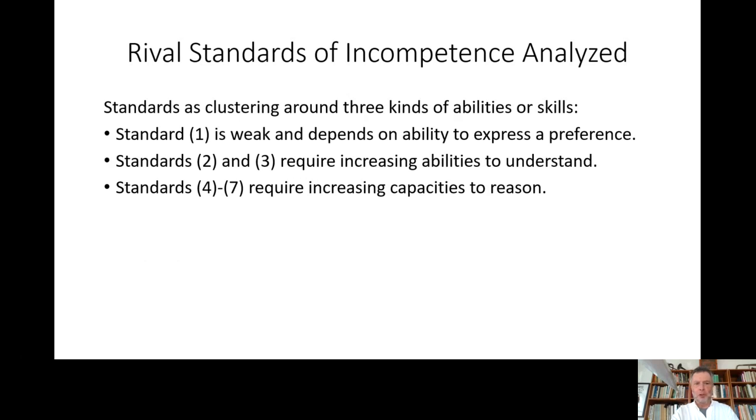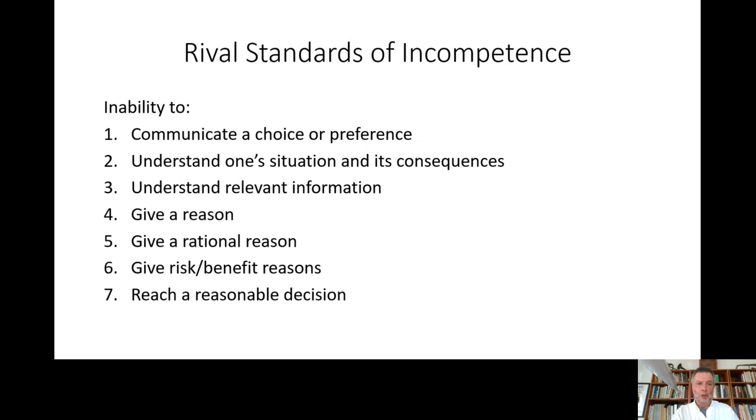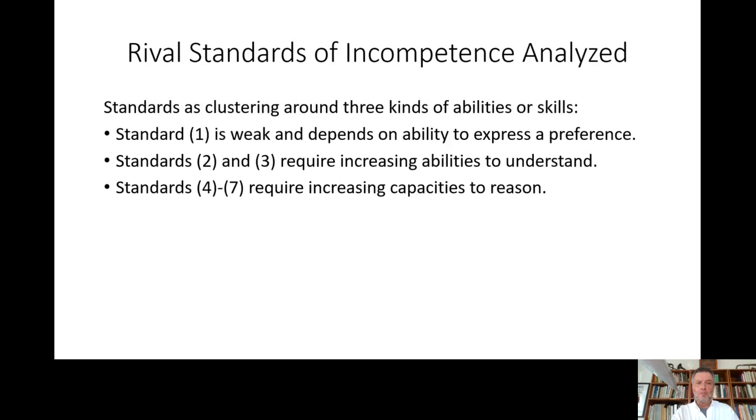So if we look at these, they cluster into three groups. Once again, the first is the weakest, depends just on the ability to express a preference, like to indicate pain, perhaps even. The second and third standards require increasing abilities to understand information. So standard 2, to understand your situation and consequences, and third, to understand relevant information. And the last 2 all revolve around reasoning capacities.